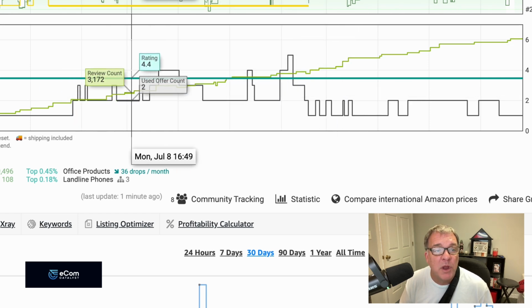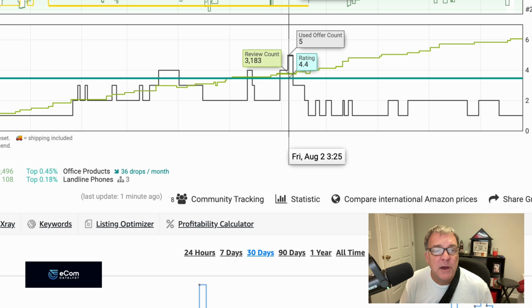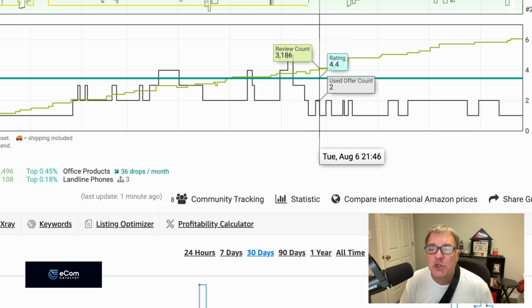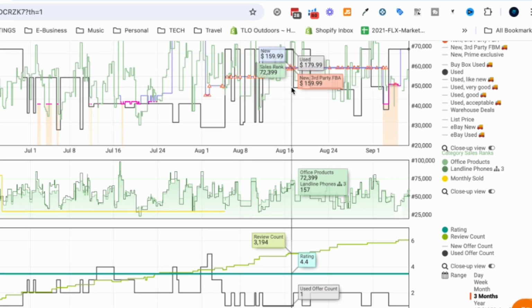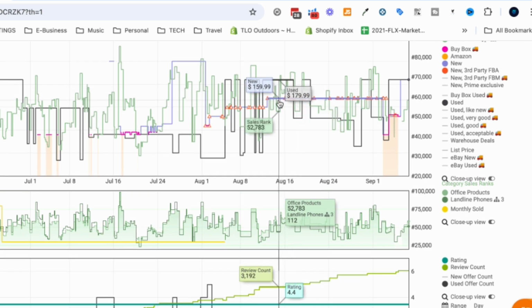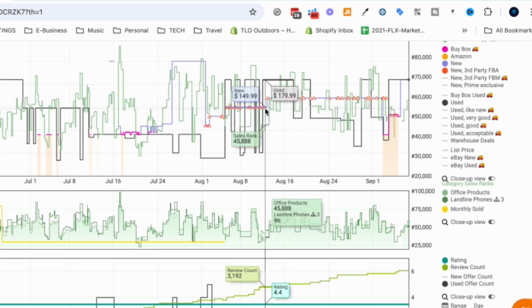Even when they are at $119, we see all through here these red boxes showing that another third-party seller has gotten the buy box. And in most of these cases, that is me, all right?